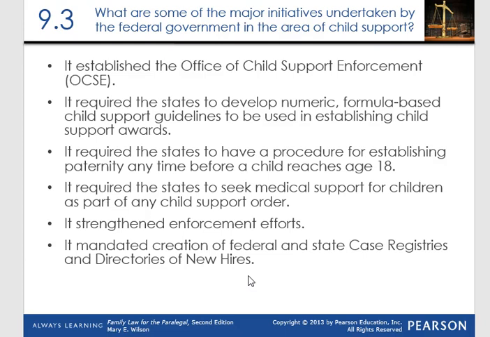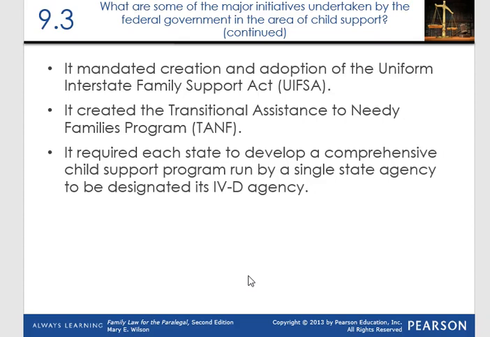It established the Office of Child Support Enforcement, the OCSE. It required the states to develop numeric formula-based child support guidelines to be used in establishing child support awards. It required the states to have a procedure for establishing paternity anytime before a child reaches age 18. It required the states to seek medical support for children as part of any child support order. It strengthened enforcement efforts. It mandated creation of federal and state case registries and directories of new hires. It mandated creation and adoption of the Uniform Interstate Family Support Act, the UIFSA. It created the Temporary Assistance to Needy Families program, the TANF.